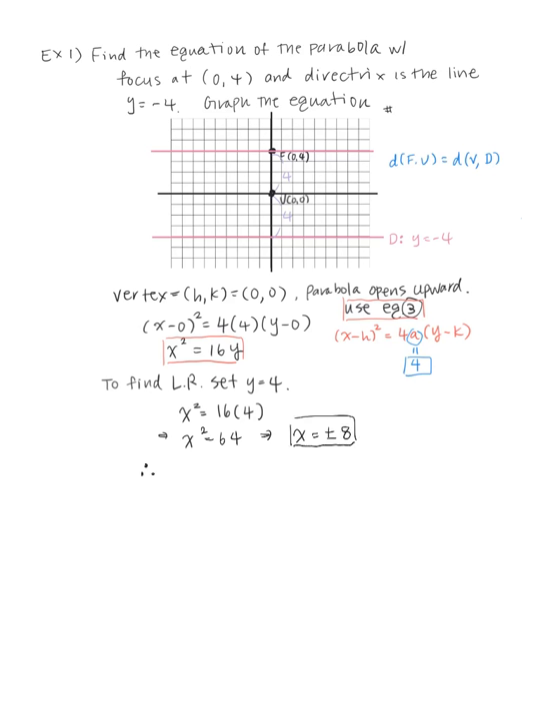So therefore, our latus rectum points are going to be at positive 8, 4 and negative 8, 4. So now let's jot those points. This point right here and the point right here are going to be our latus rectum. So the parabola has to go through those 2 points. Let me write it as LR. This one is 8, 4, and this one's also LR at negative 8, 4.